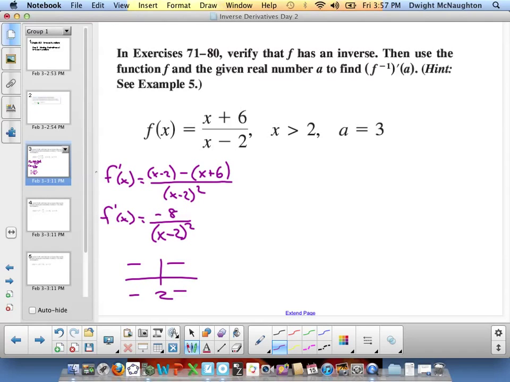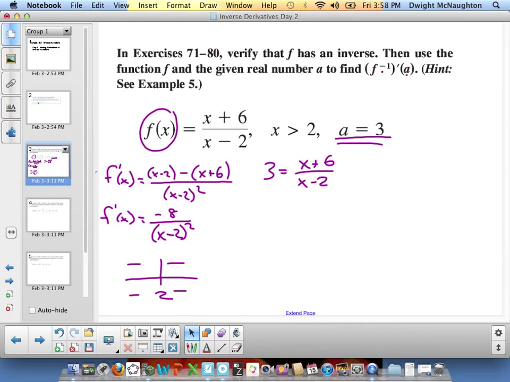Then let's find the value of f inverse prime of a. Well, a is 3. Since that's the x in the inverse, it's the y in the function. So set the function equal to 3. Like I said, you can do some plug and chug. If I throw in 0, I get negative 6. If I throw in 1, I get 7 over negative 1. Let's try negative 1. Well, let's try a calculator here.